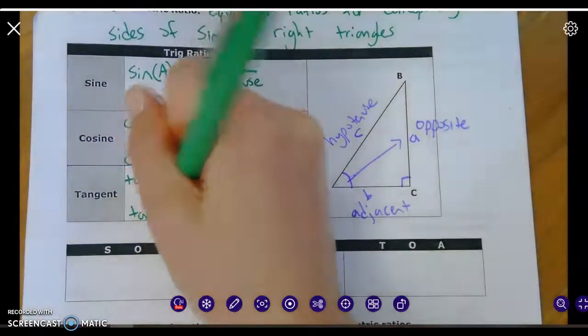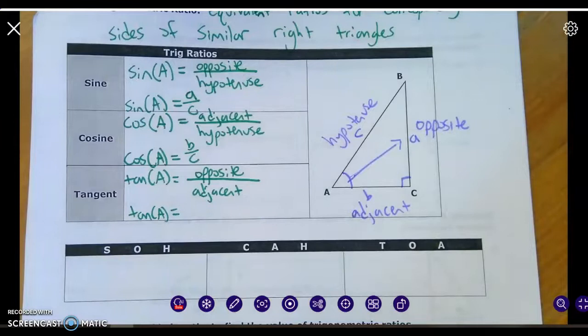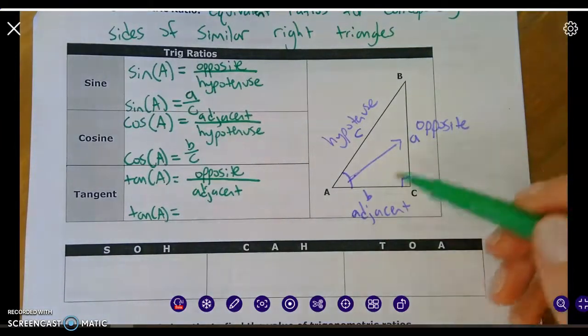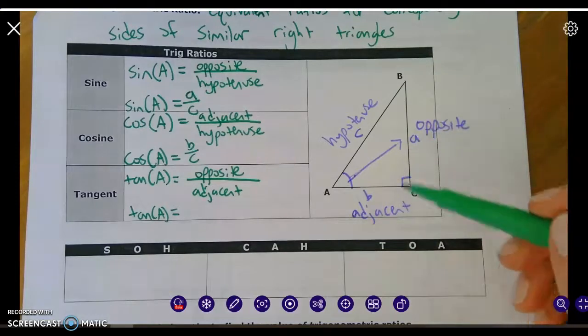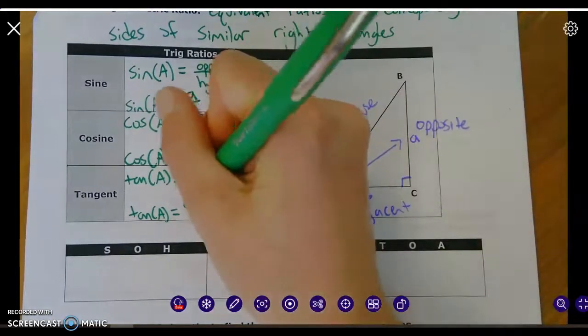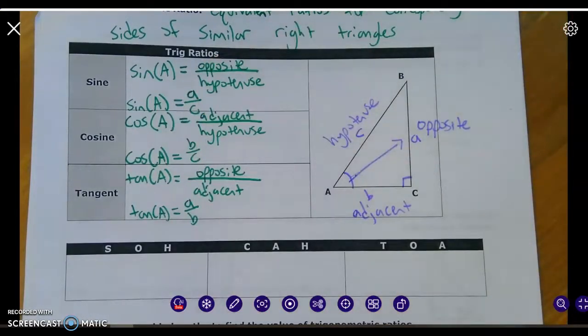Okay, and then tangent uses the opposite and adjacent sides. So you just look at your picture and plug in the corresponding letters. A over B. Eventually we're going to have numbers there. Like we're going to plug in numbers where those letters are at. Okay? All right, here is the memory trick.